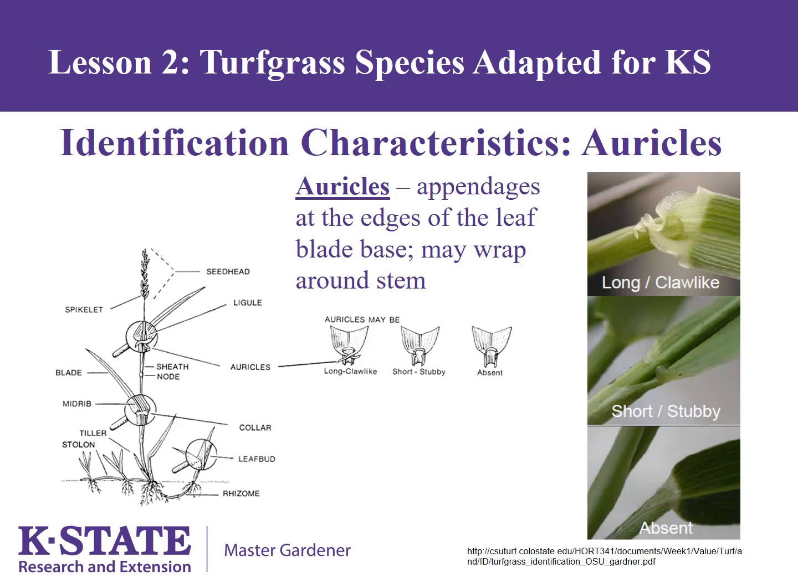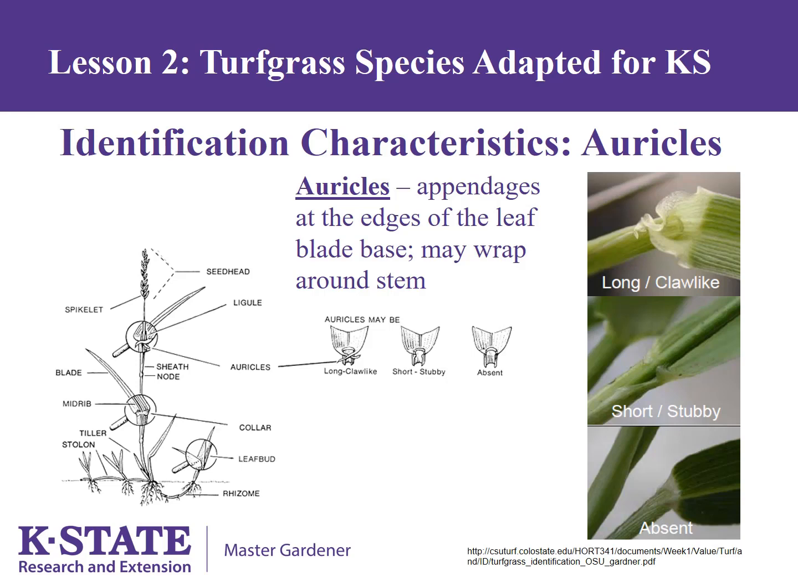The auricles are the appendages at the edges of the leaf blade. Some wrap around, or are called claw-like. Some can be short and stubby, and then some grass plants don't have them at all. So these are all, like I said, just terminology and identifying characteristics. Sometimes you have to have a hand lens to look at these because they're very small on that plant. So this is the basic type of science behind it.